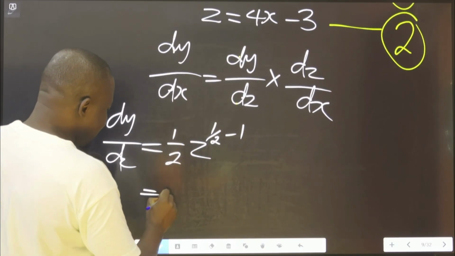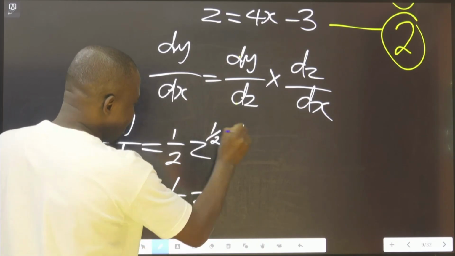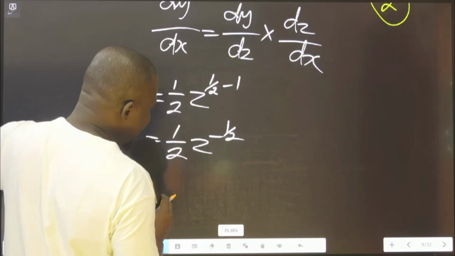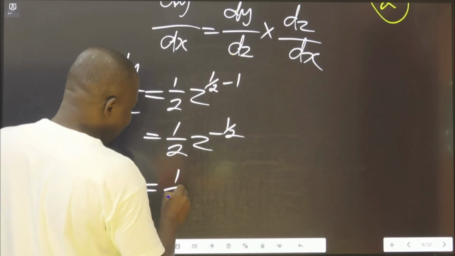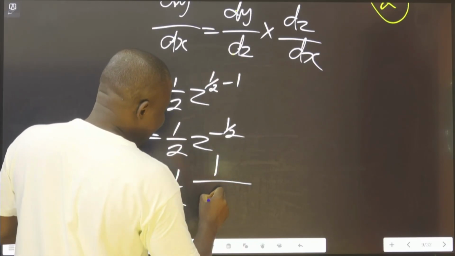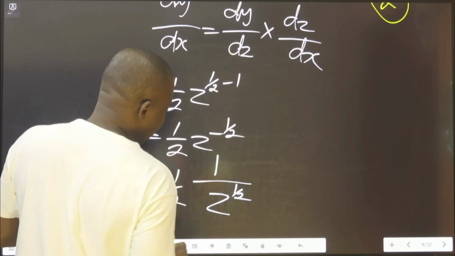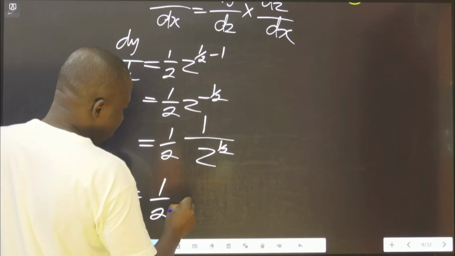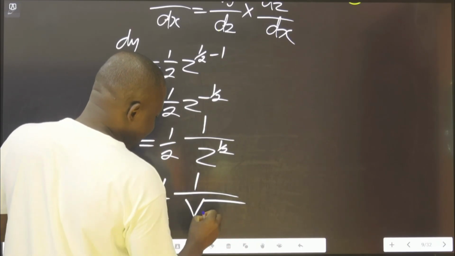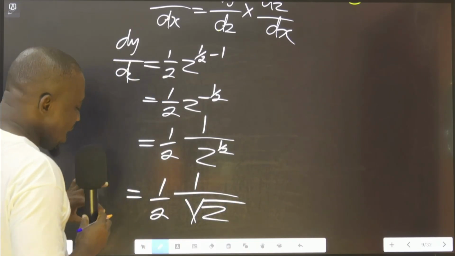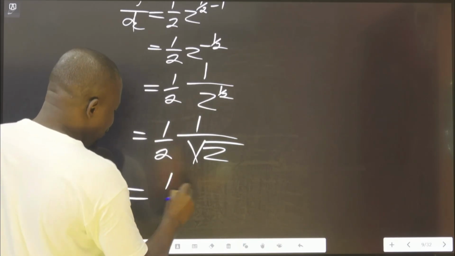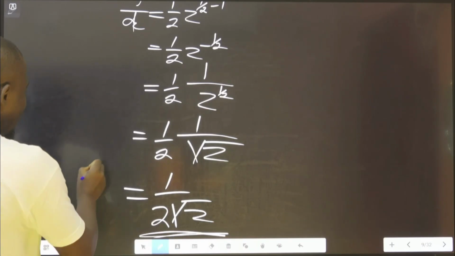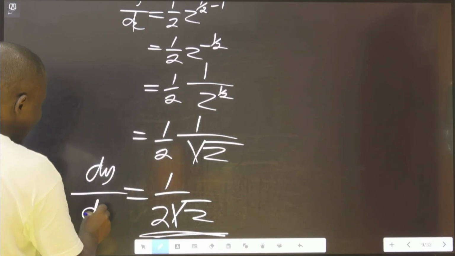If I work on this now, you agree with me, this is minus 1 over 2. What is the meaning of this minus? It means inverse. That is 1 over 2, 1 over z raised to power 1 over 2. What is raised to power 1 over 2? It means square root. That is square root of z. Okay? You agree with me? This is equal to 1 over 2 square root of z. Okay? We have this now. That is dy over dz.